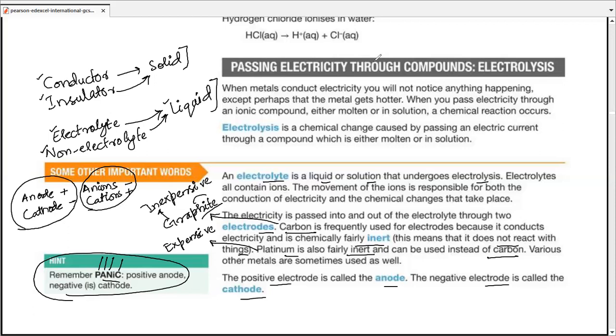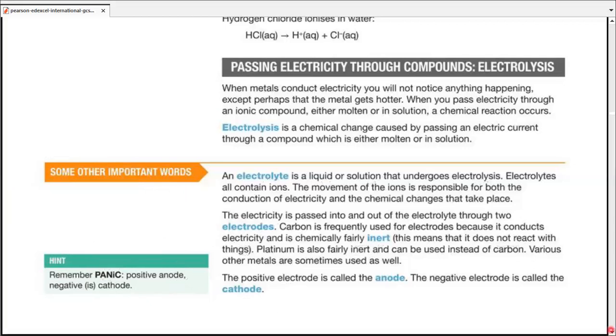Good with this first page? Shall we move to the next one? Yes. All right. Let's move on to the next page then.